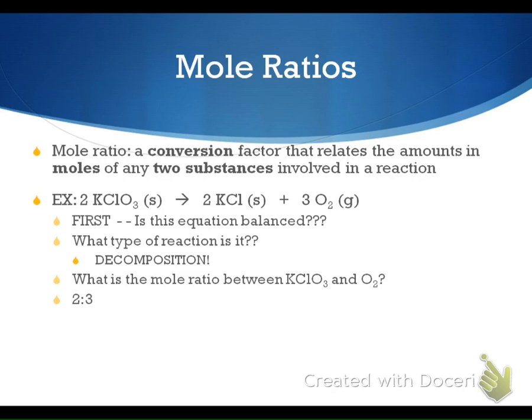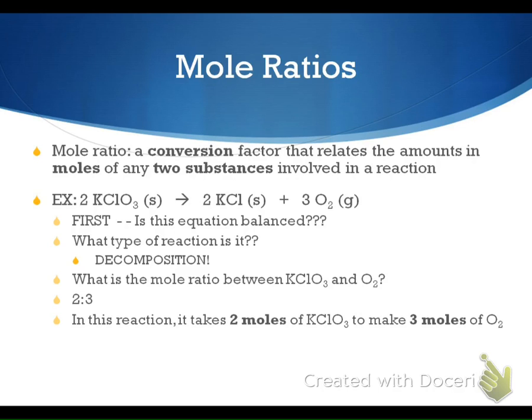So our mole ratio is 2 to 3. In this reaction, it takes 2 moles of potassium chlorate put in to get 3 moles of oxygen out. That's what our mole ratio tells us. These coefficients tell us. We can also look at these coefficients on a molecular level. Remember, if we look at its very, very smallest form, it takes 2 molecules of potassium chlorate to decompose and form 2 molecules of potassium chloride and 3 molecules of oxygen.